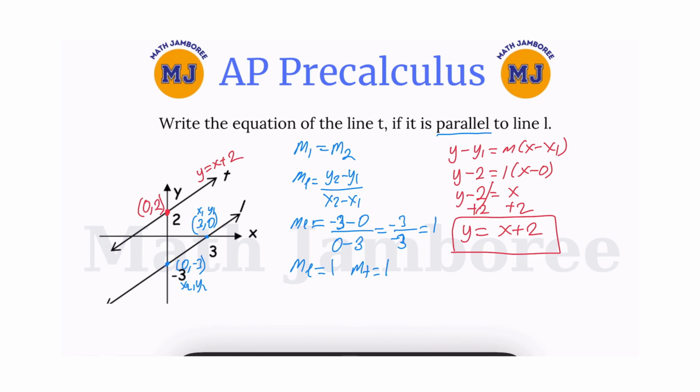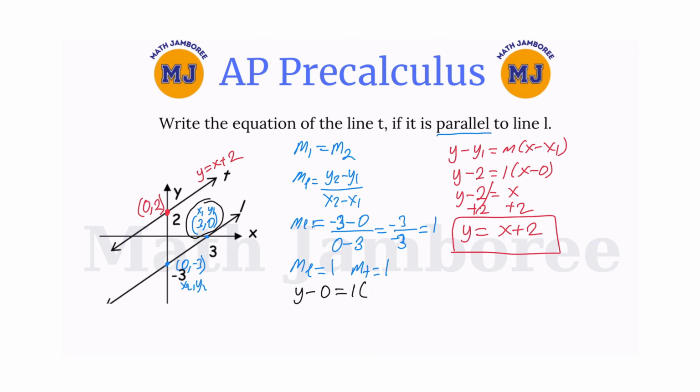I'm going to use a different color for that. So the slope is 1, and we will use the same formula, y minus y1. We need to pick one point. Let's use this point to find the equation of the line L. So y minus y1, which is 0, equals the slope 1 times x minus 3. If we distribute this, y equals x minus 3. So the equation of the line L is y equals x minus 3.